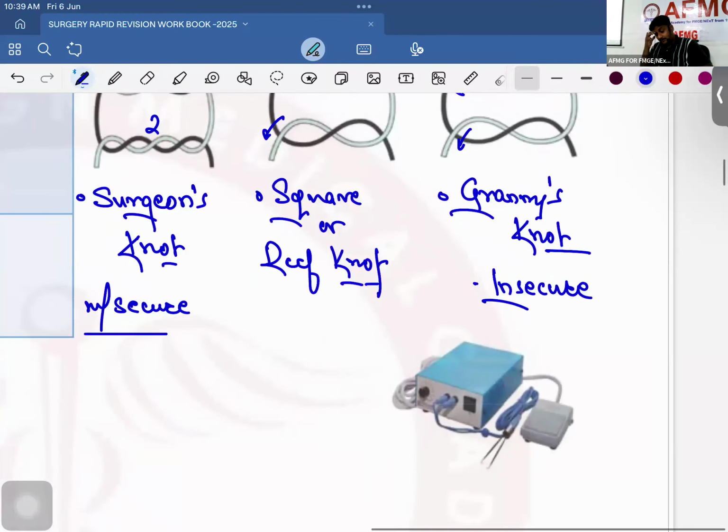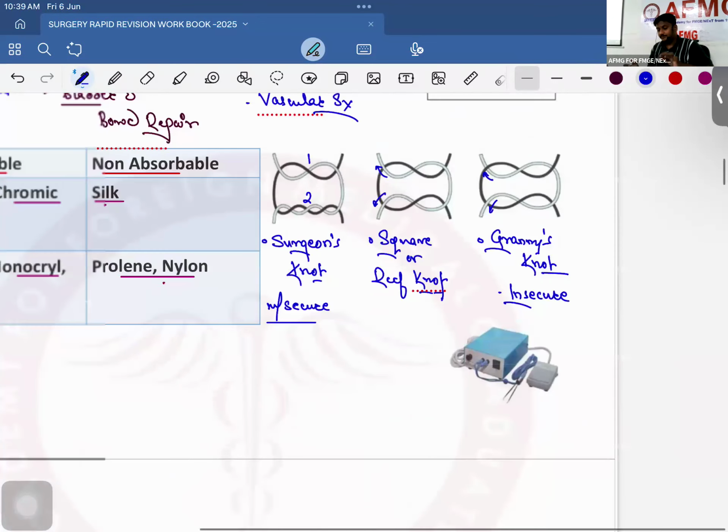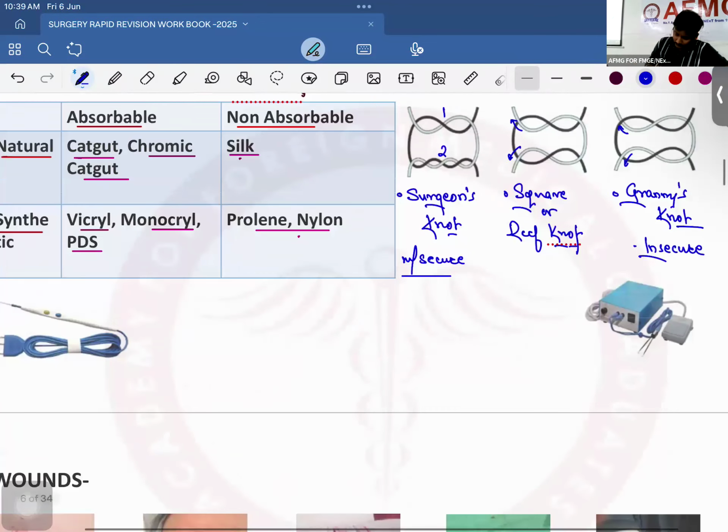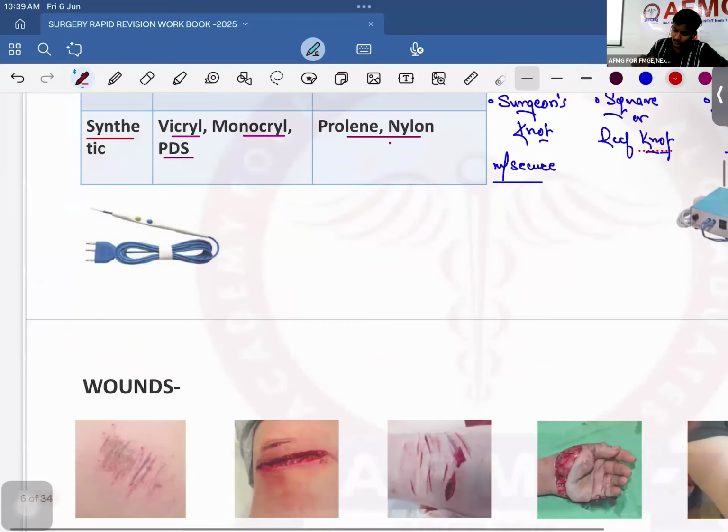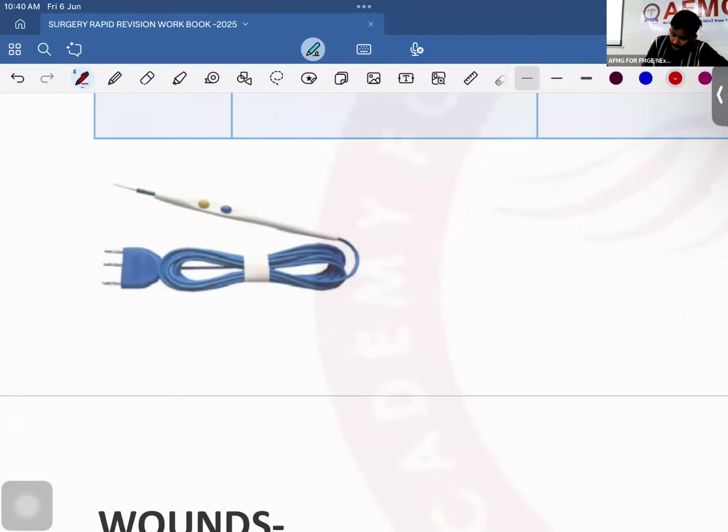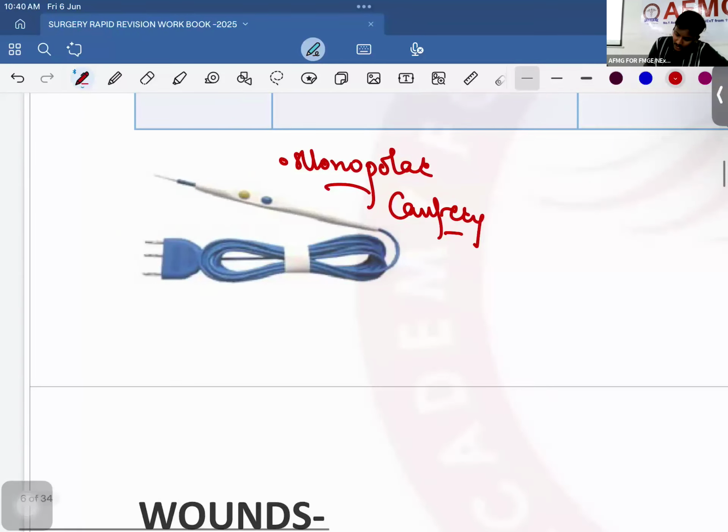Okay, let's go to the next important topic, beta, which is going to be the cauteries. The first one is a monopolar cautery, beta, that you have to remember. Monopolar cautery has two functions, beta. The yellow button is responsible for cutting the tissue and the blue button is responsible for coagulation of the tissue. So yellow button cuts, blue button coagulates. That is the two functions of monopolar cautery.